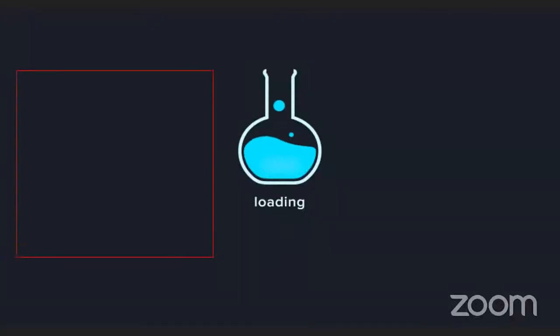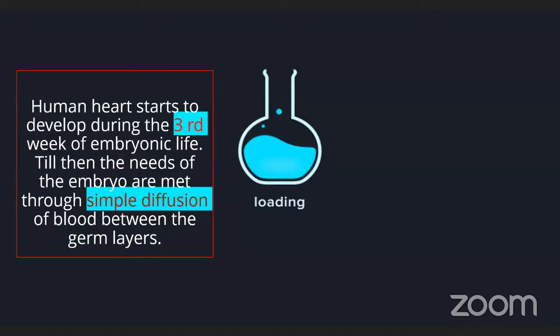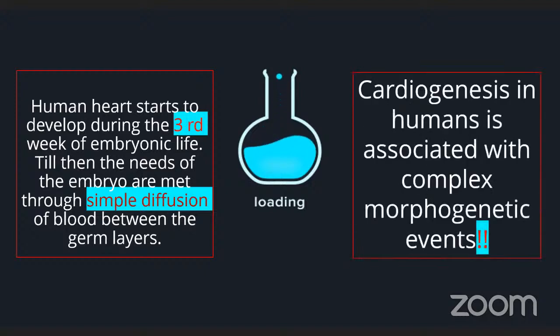And as introduction, the human heart starts to develop during the 3rd week of embryonic life. Until then, the needs of the embryo are met through simple diffusion between the germ layers. And cardiogenesis, the process of heart formation, is a complex morphogenetic event.